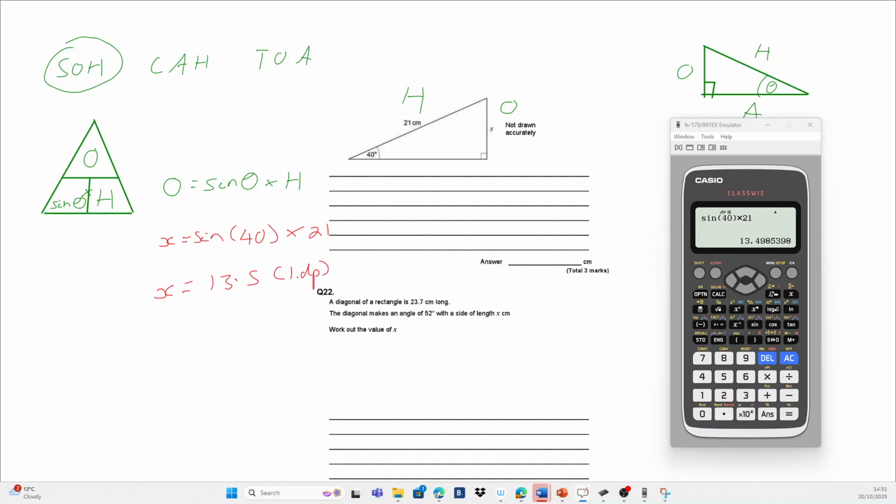I always think, does this make sense? Is that a reasonable answer? Yeah, it seems pretty reasonable. If the hypotenuse, which is my longest side, is 21, then 13.5 looks reasonable. So that's going to be a good answer. I'm going to really go through these questions slowly because I'm assuming that we're rusty on this topic. I don't want to just rush through it and then it not make any sense at all. Hopefully it is useful.